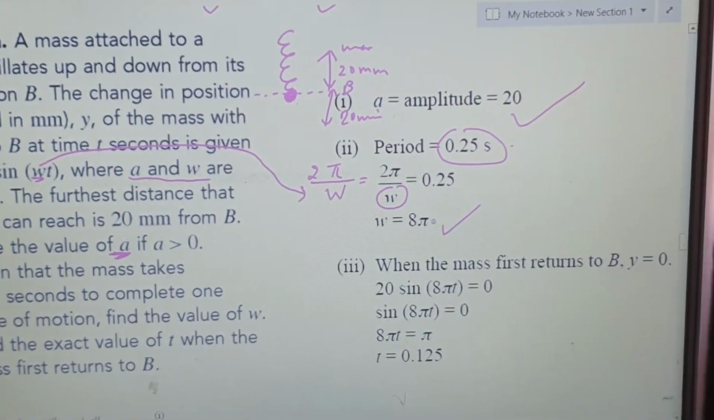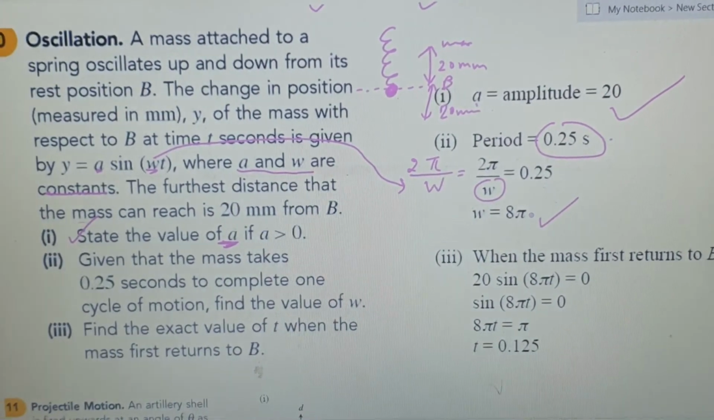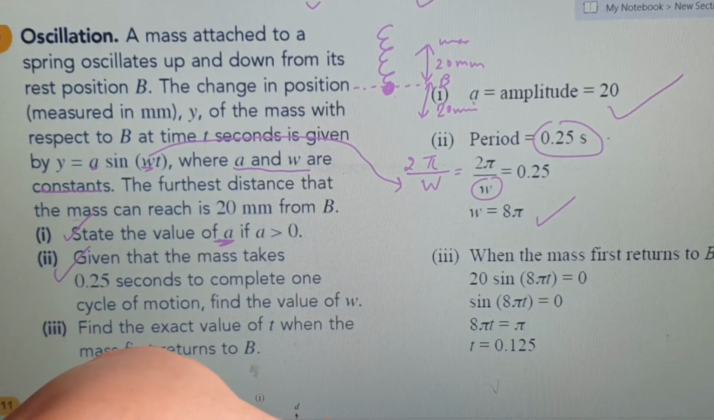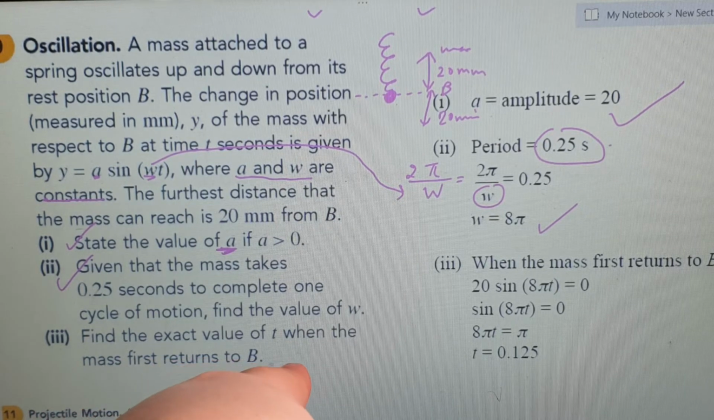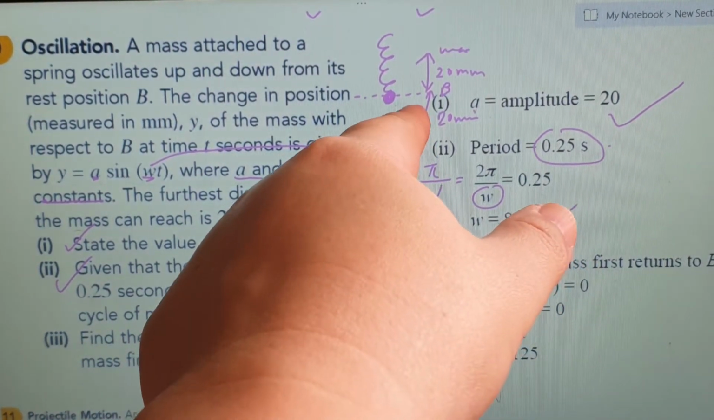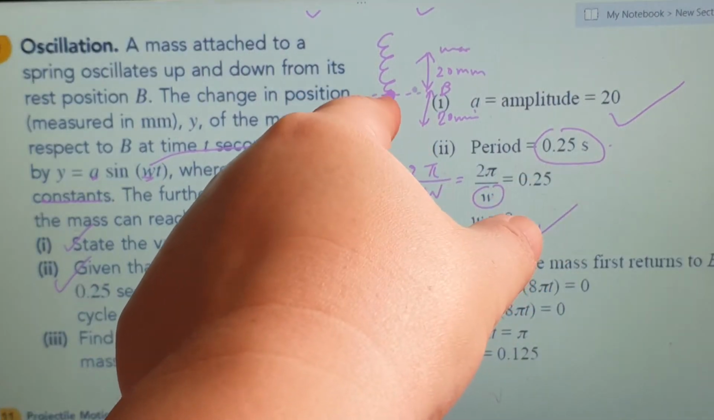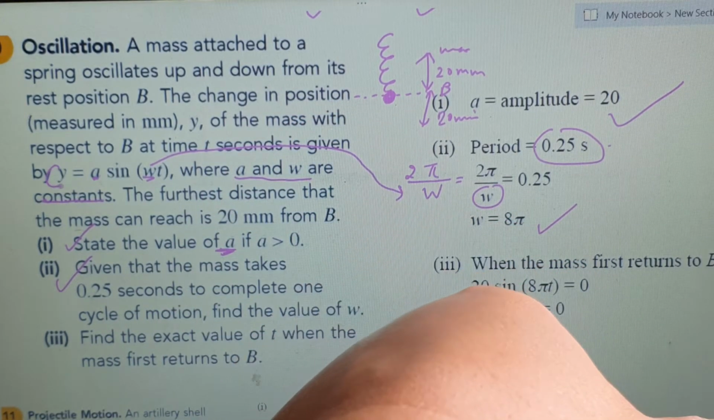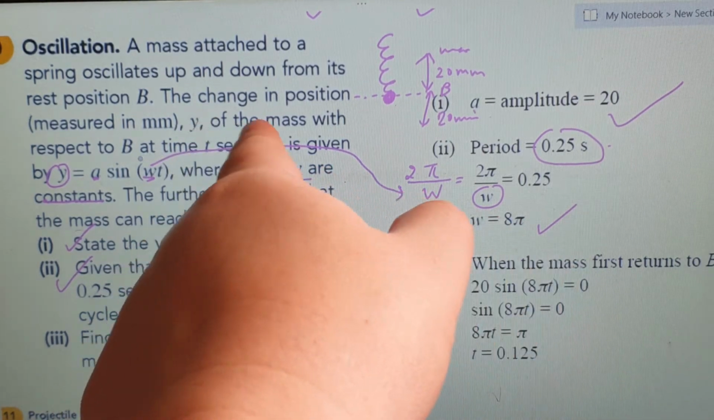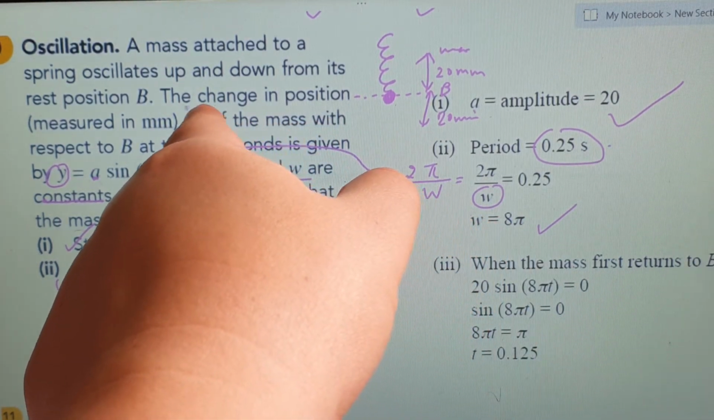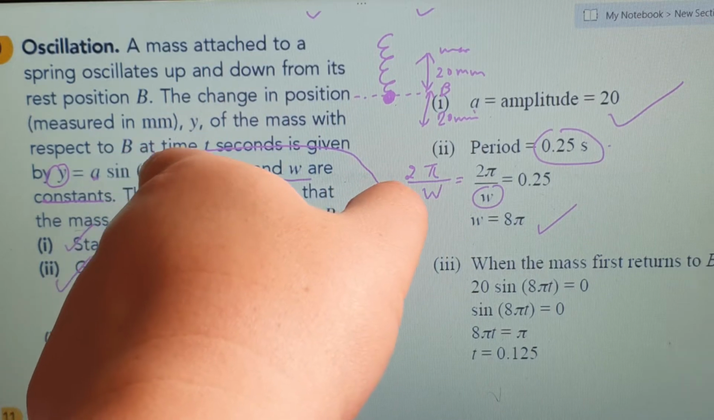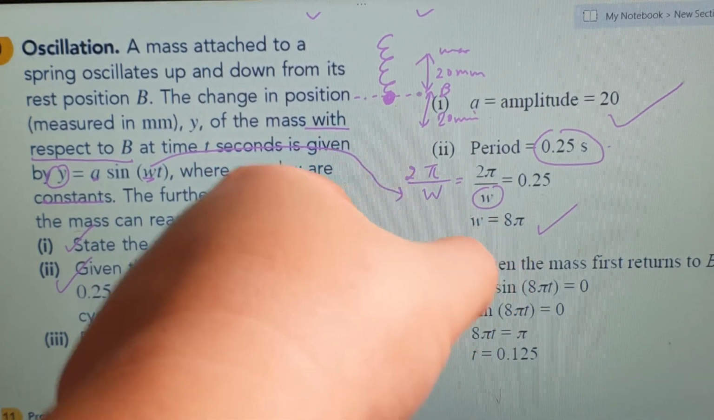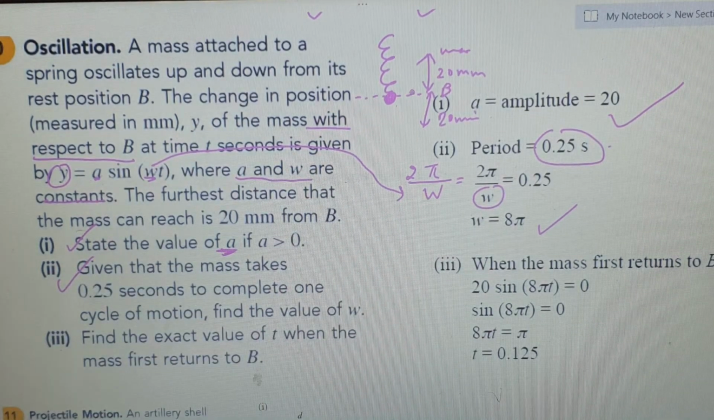Alright, now wait. Okay, find the exact value of t when the mass first returns to B. Now when it goes back to B, right, what can you say about the y? Because y is the change in position with respect to B. That means you measure from B. That means your y here, right, is 0.